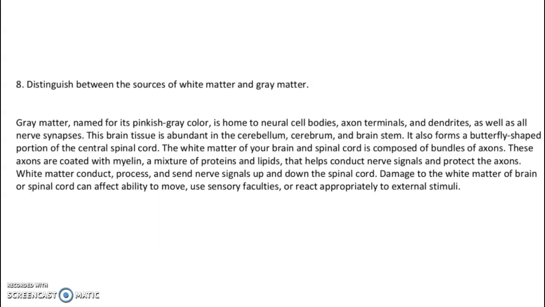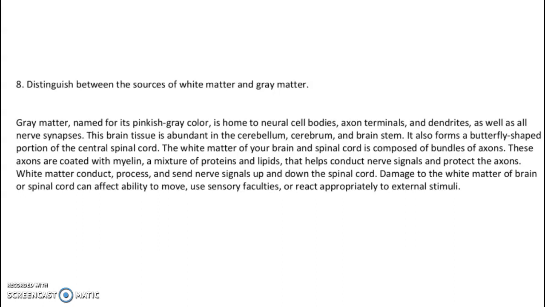The gray matter is abundant in the cerebrum and brainstem. It also forms a butterfly-shaped portion of the central spinal cord. The white matter in your brain and spinal cord is composed of abundant bundles of axons.